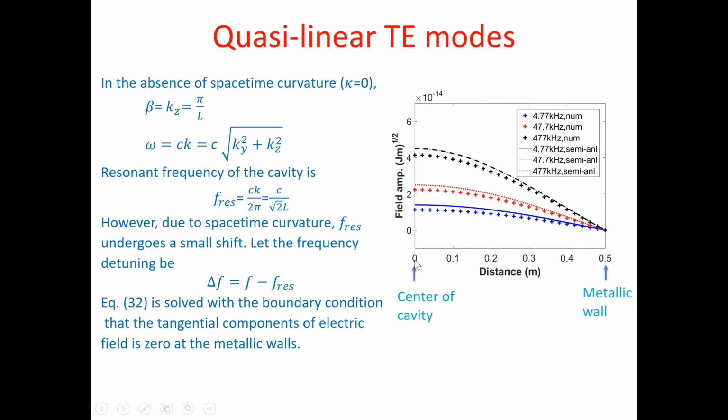Z equal to 0 corresponds to the center of the cavity, and z equal to 0.5 meter corresponds to the metallic wall. Blue line shows the field amplitude when delta F is 4.77 kilohertz, and red line shows the field amplitude when delta F is 47.7 kilohertz. As can be seen, as delta F increases, the peak amplitude increases, which means the energy stored in the cavity increases.